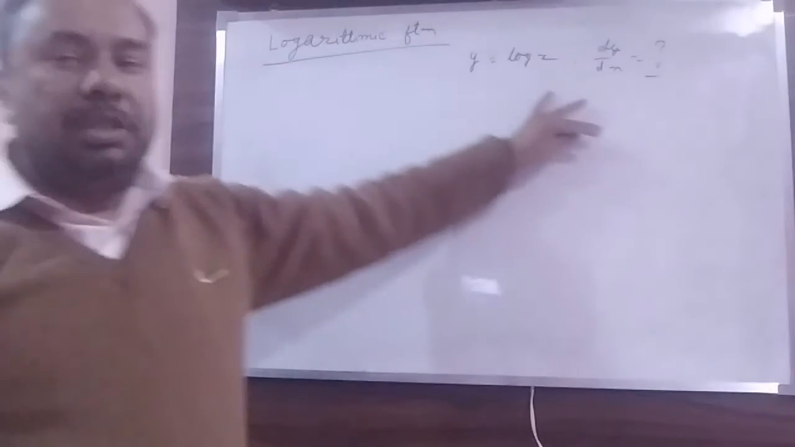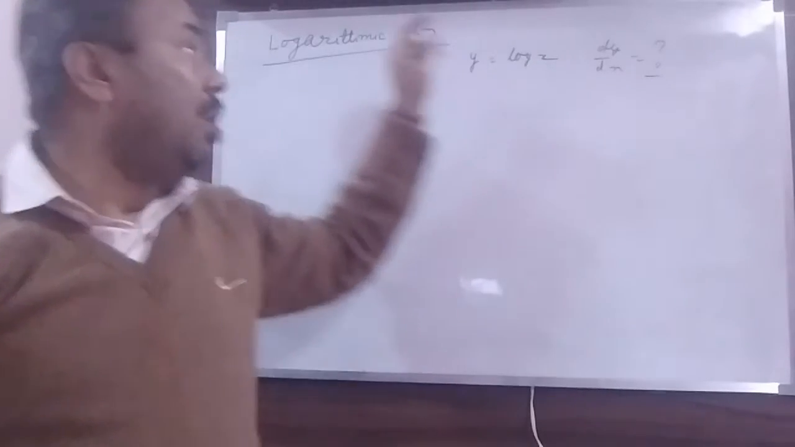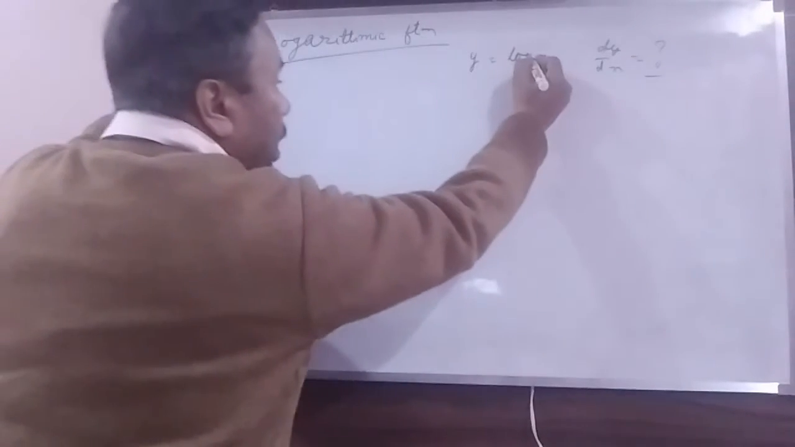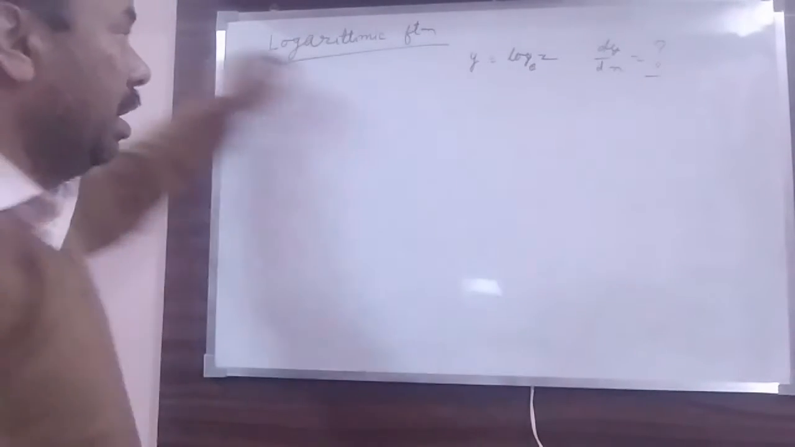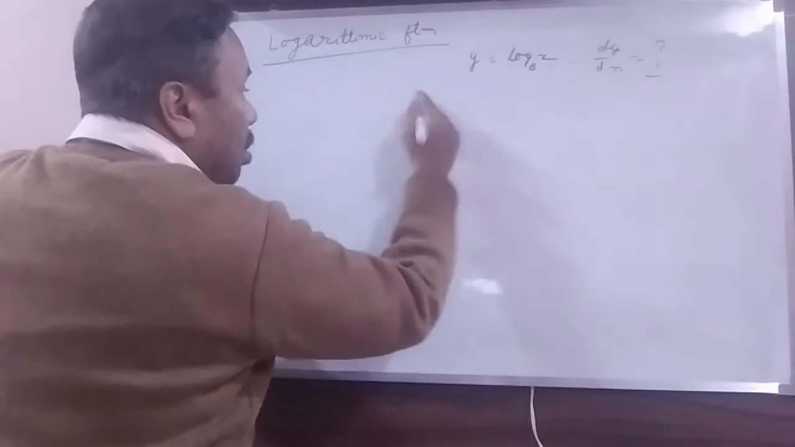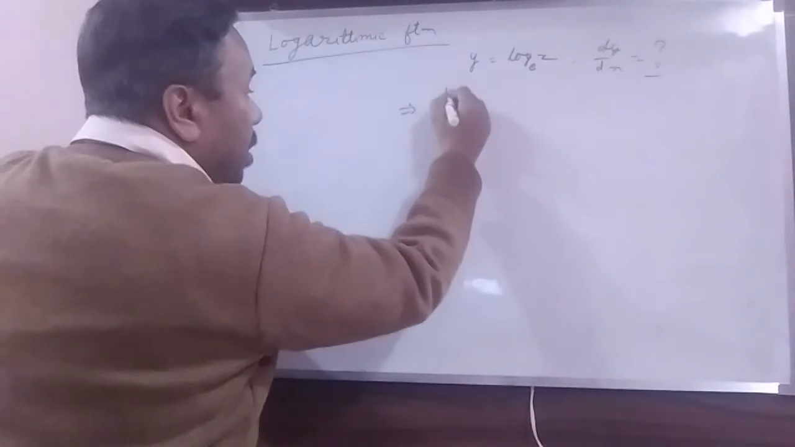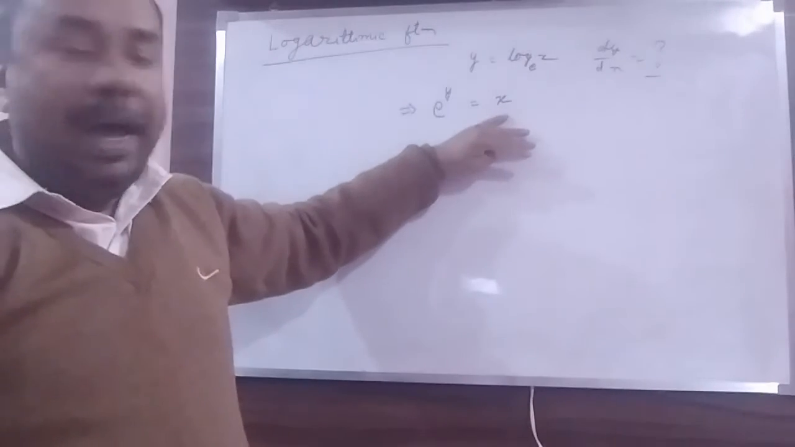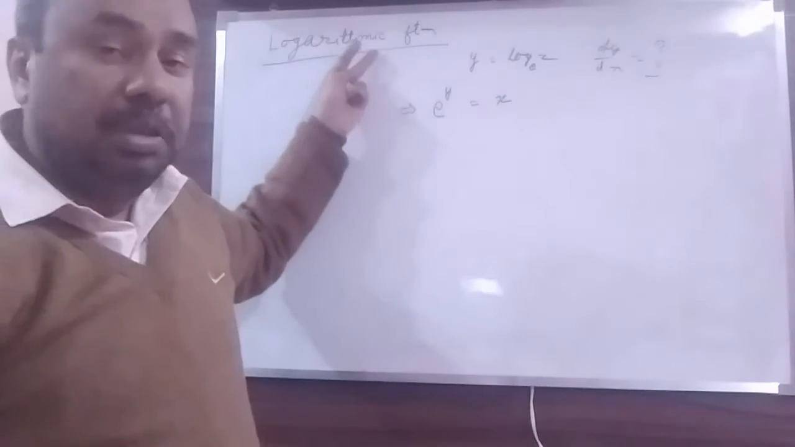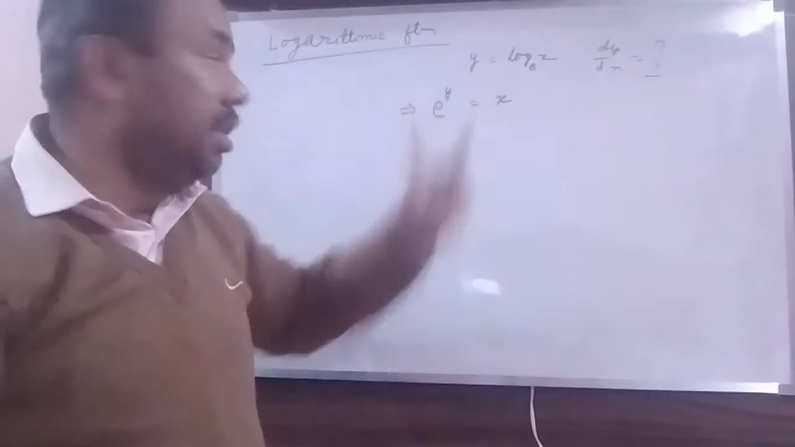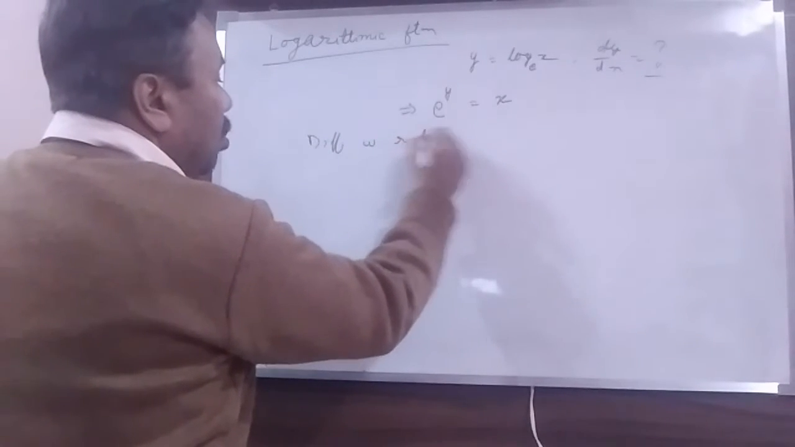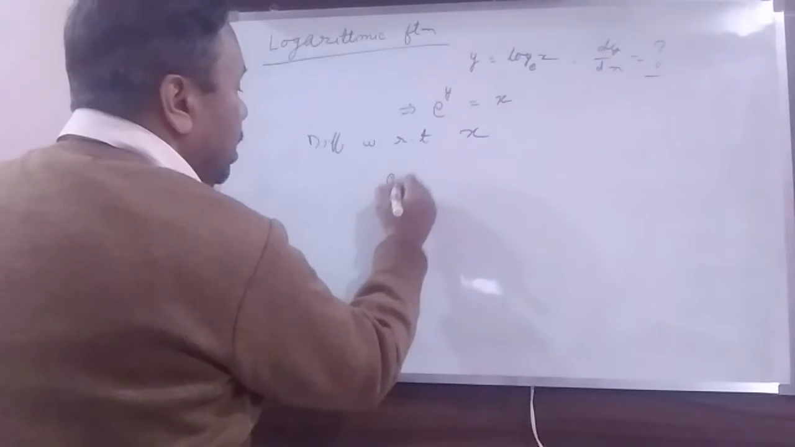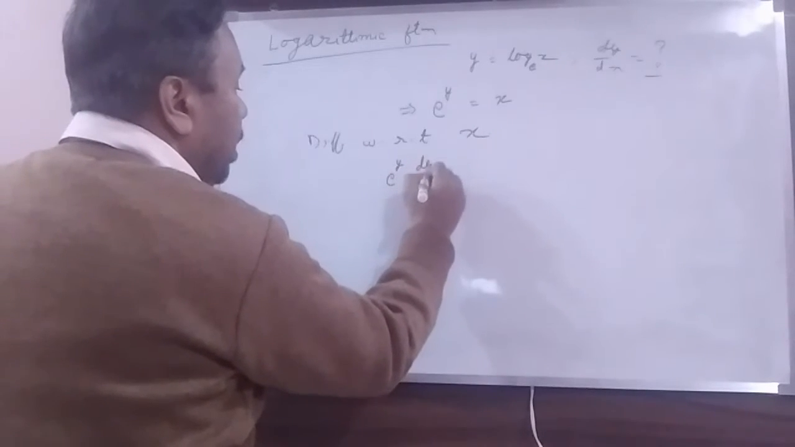Okay, first, this is the base for this method. What is the base? The base is e, that is Napier's constant. So now if this is so, this implies that e raised to the power y is equal to x. As I have been doing with implicit functions, I will differentiate this with respect to x. So what do I get? e raised to the power y multiplied by dy by dx.